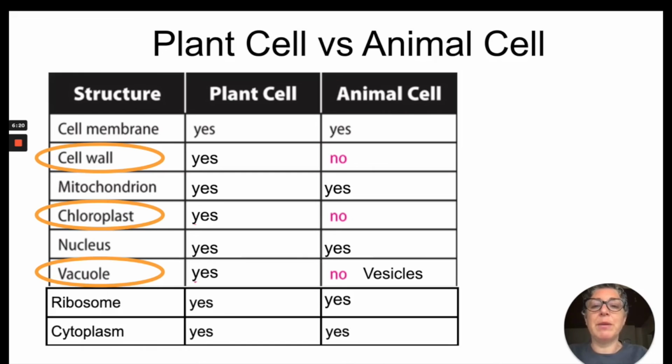So when you're comparing plant and animal cell structure, what you need to know is the structure, whether they're found in the plant cell or whether they're found in the animal cell, and be able to identify those structures, be able to look at a diagram or an image from a light microscope and identify whether it's a plant cell or an animal cell.